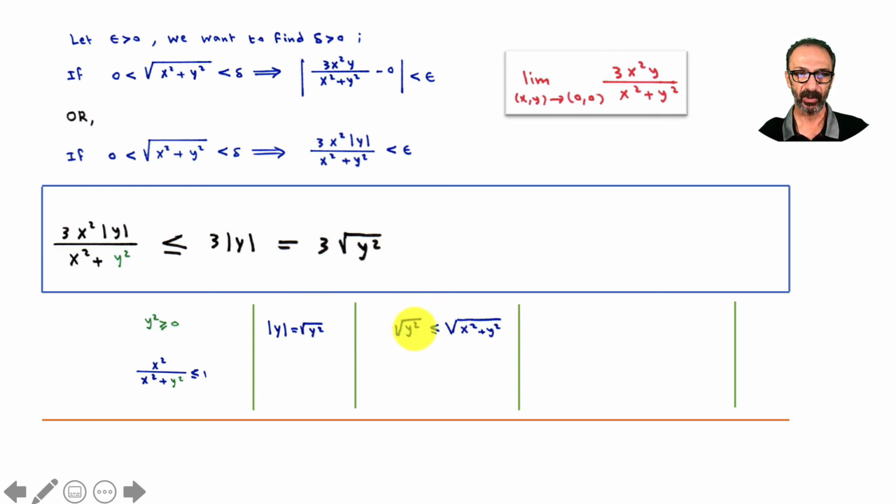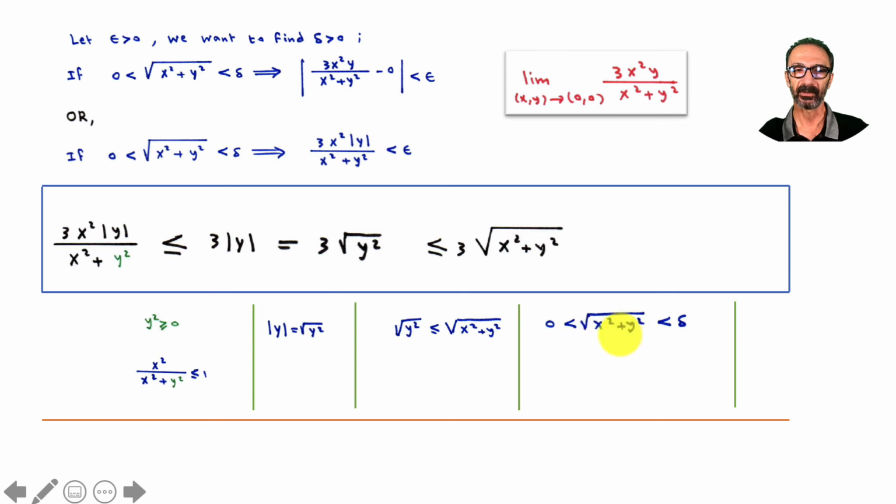The square root of y squared is less than or equal to the square root of x squared plus y squared, which is true. If this is 0, they're going to be equal. If this has something in it, that's not going to be equal. This is going to be more. So I could say this much is less than or equal to 3 square root of x squared plus y squared.